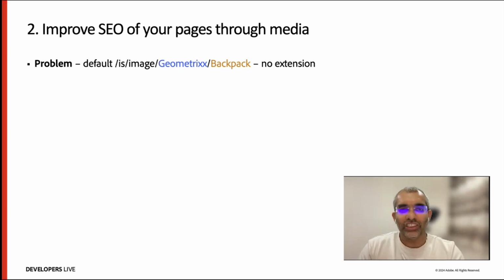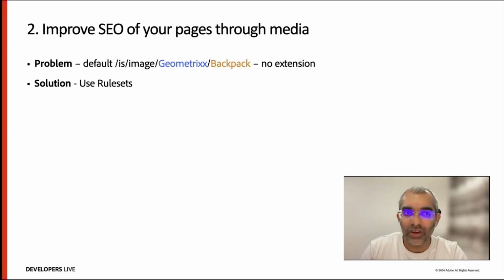Now, obviously, we cannot change the file names that are present in the system. So what can we do? Now, Dynamic Media offers a solution to this in the form of rule sets. Rule sets is not a very widely known solution, but we'll take an example of how rule sets can be used to address this problem.